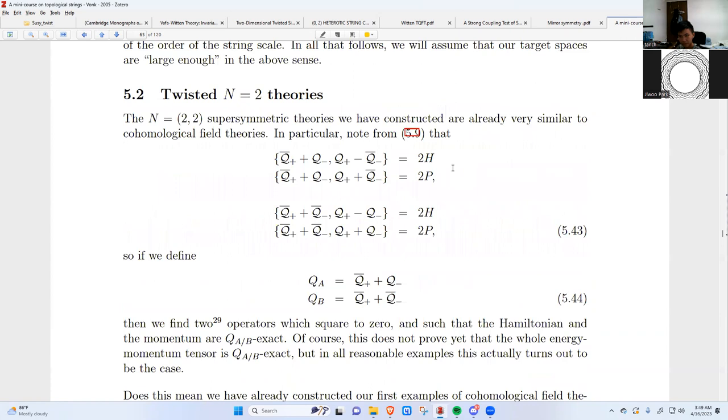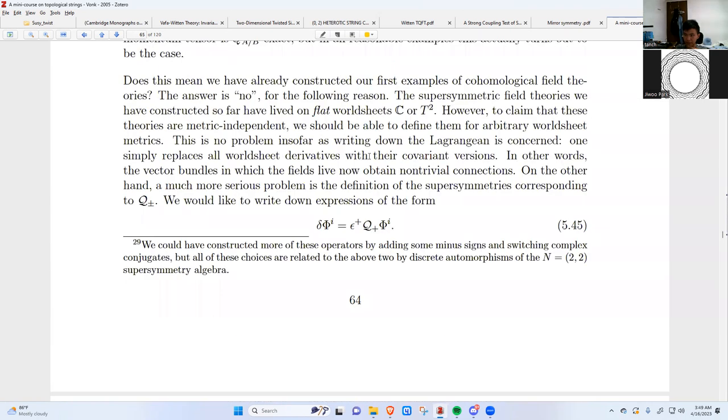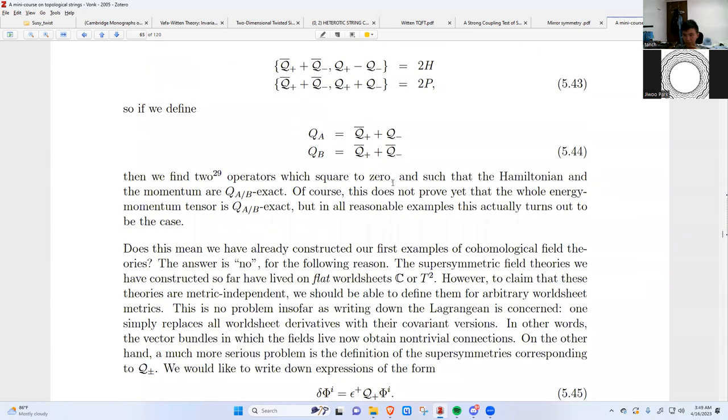This makes sense. You might be interested in the PDF, the mini course on topological string theory. I do think they mention gauge. They do mention covariant derivatives, things like that. So I guess they're talking about it from the perspective that it is a gauge theory under diffeomorphism invariance. That perhaps makes sense.